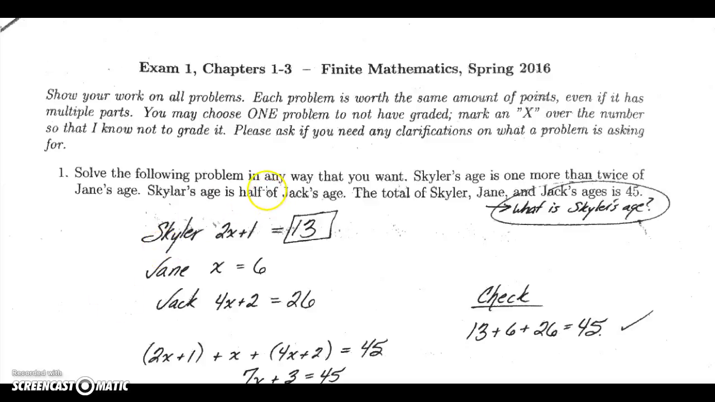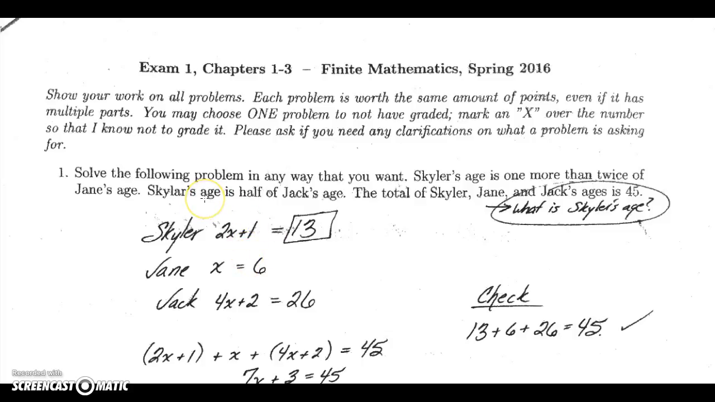Okay, we're allowed to solve this first problem in any way we want. So we know a little bit of information about them. You could do guess and check. It takes a little bit more because there's three of them. But I would recommend putting someone's age as x. So if we put Jane's age as x, then we immediately know that Skylar's age is one more than twice Jane's age. So twice x would be 2x, and then plus 1, that's the one more.